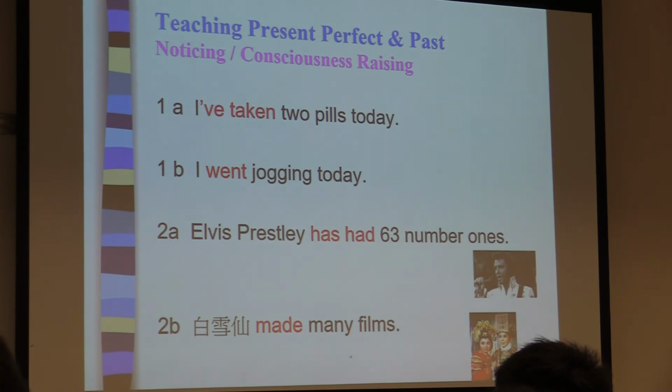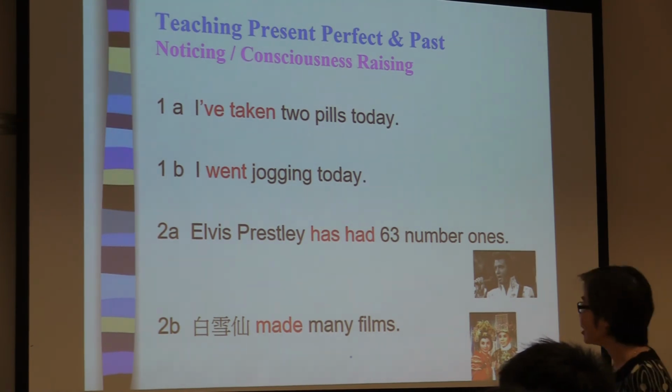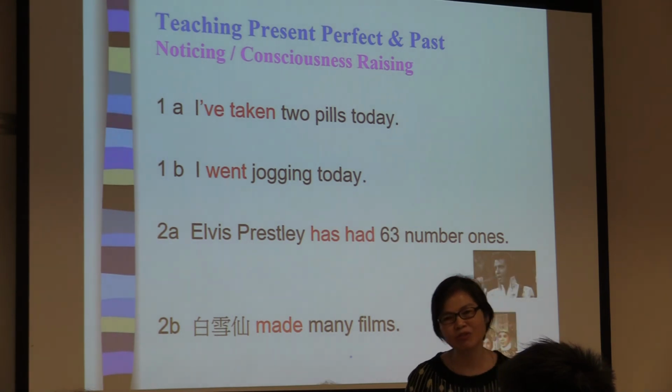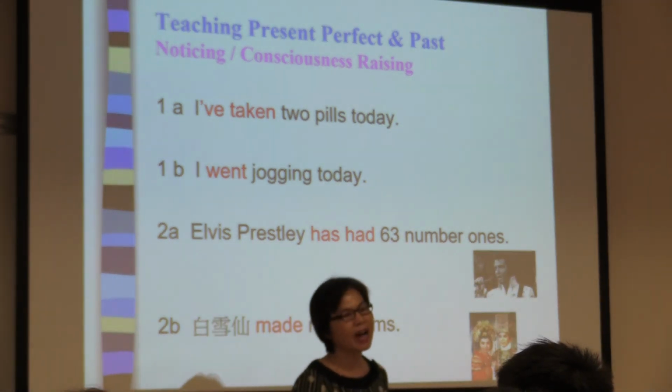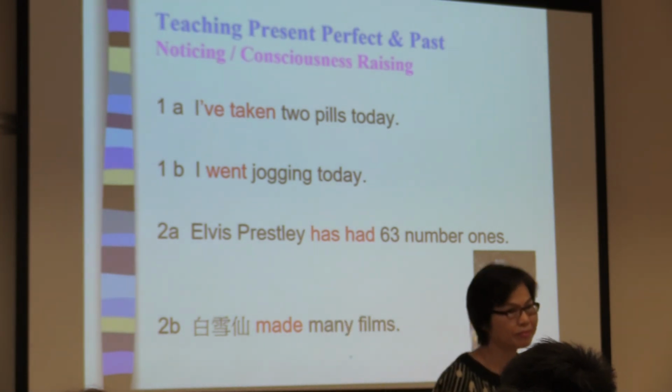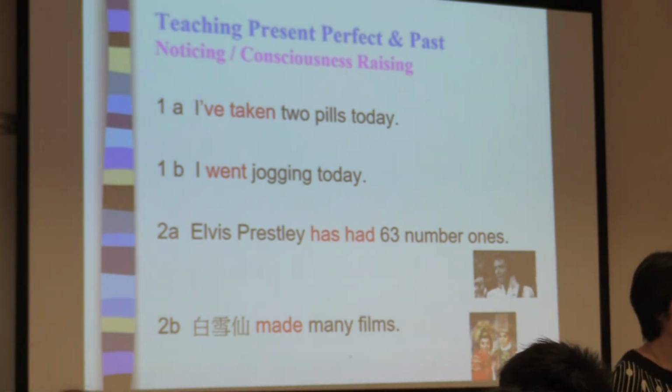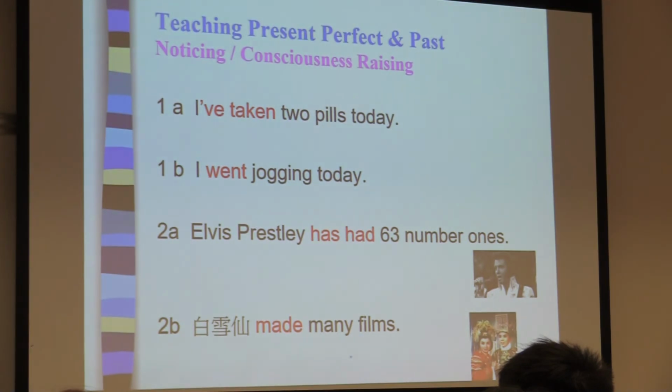I've taken 2 periods today means, has today ended yet? No. So it's still valid now. I've taken, that's the result of taking 2 periods, but maybe I will take some more later on. But how about I went jogging today? Finished, all finished, the meaning is in the past. No more today.